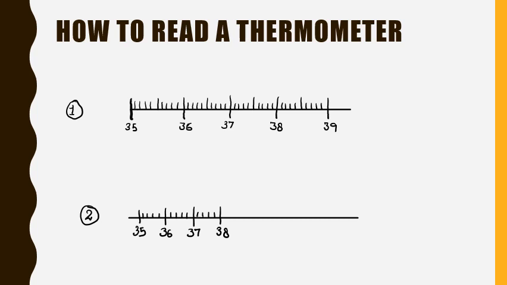You will see long lines like this and some short lines. The difference between two long lines is 1 degree Celsius. Now the variation will be the number of short lines between two long lines. In this case, there are 1, 2, 3, 4, 5, 6, 7, 8, 9, 10 short lines between two long lines. So we can say that 10 short lines are representing 1 degree Celsius.